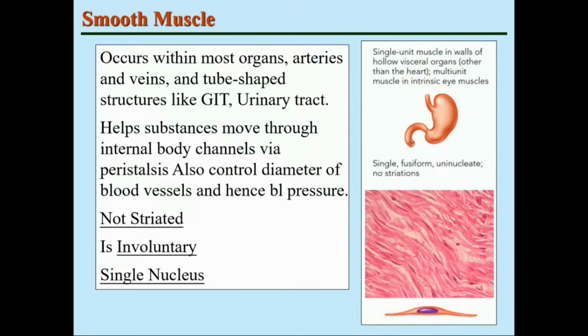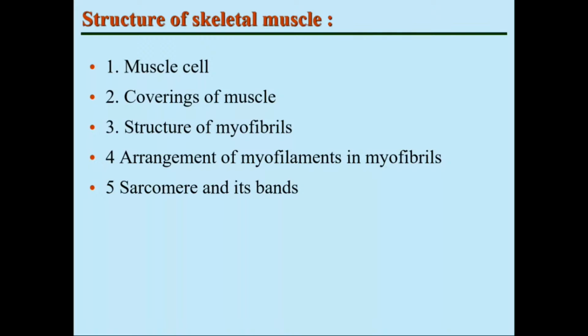The smooth muscle is present in the viscera, in the blood vessels, tubular structures like the gastrointestinal tract, the urinary tract, also present in the eye, and so on. It helps substances move through internal body channels via peristaltic types of actions. It also controls the diameter of the blood vessels and hence blood pressure. So this is one of the important aspects of the smooth muscle. They control the diameter and therefore the peripheral resistance and therefore the blood pressure. They are not striated, they are not under voluntary control, and there is a single nucleus.